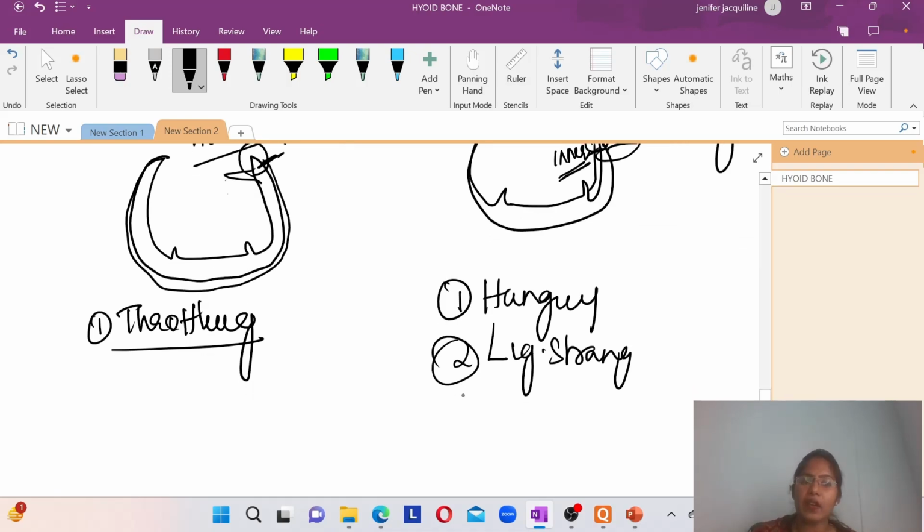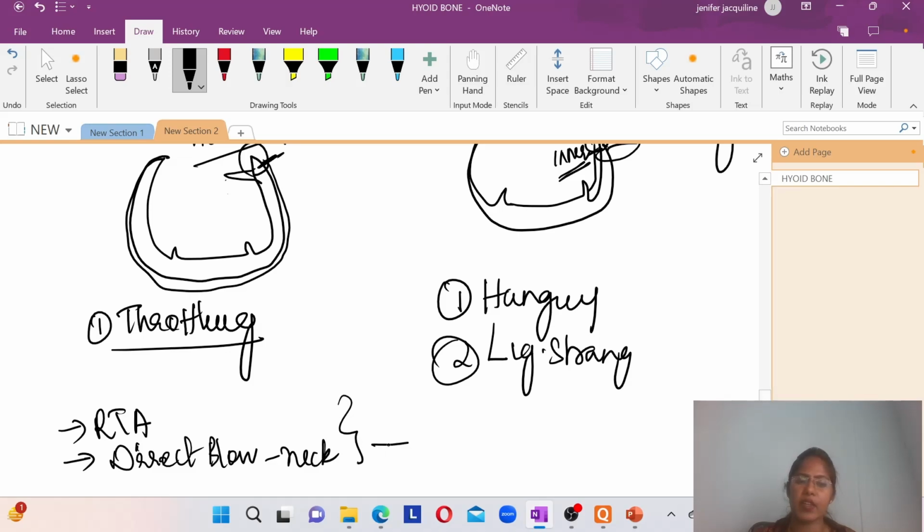So there are other scenarios also where a hyoid bone fracture can occur, that may be in an RTA, a runover, or suppose two friends are very aggressively fighting and they don't like each other and they're giving a direct blow to the neck. Okay, a direct blow to the neck. So in both the scenarios, there may be multiple fractures. The fracture of the hyoid bone can be into many pieces.